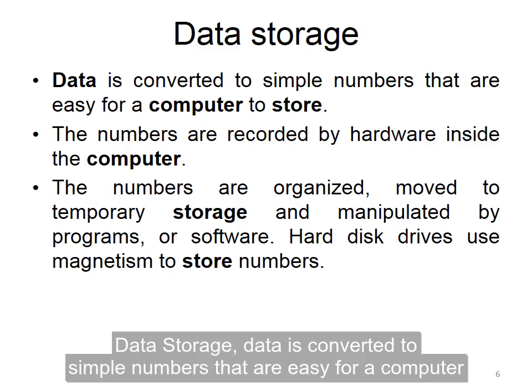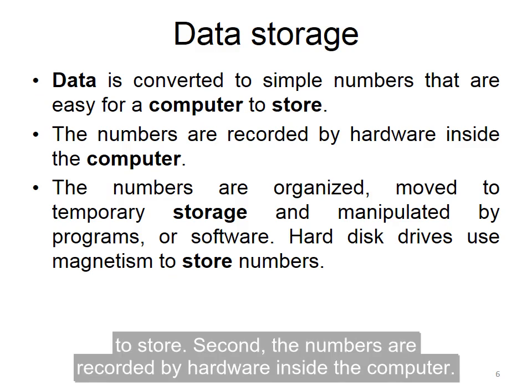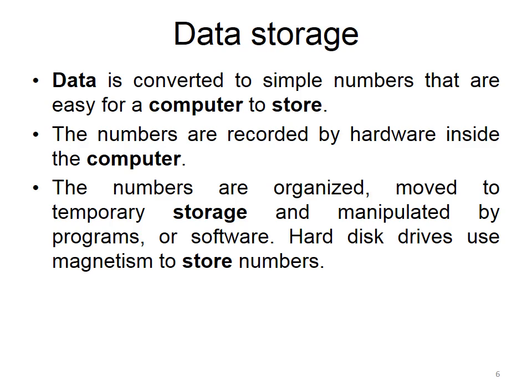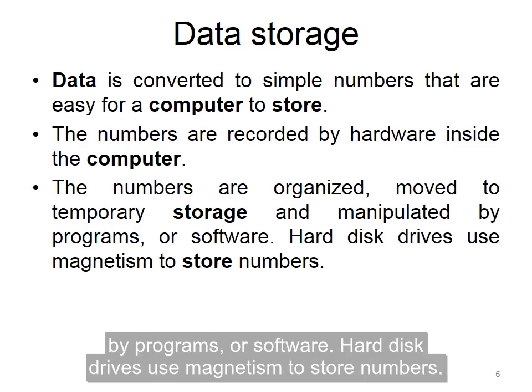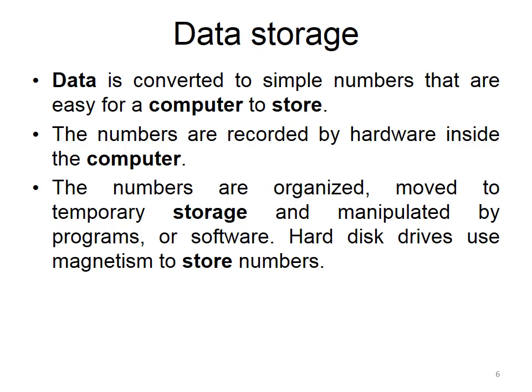Data storage. Data is converted to simple numbers that are easy for a computer to store. Then numbers are recorded by hardware inside the computer. After this, the numbers are organized, moved to temporary storage, and manipulated by programs or software. Hard disk drives use mechanisms to store numbers.